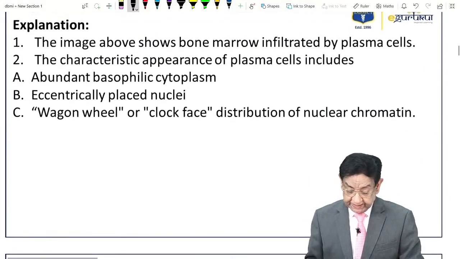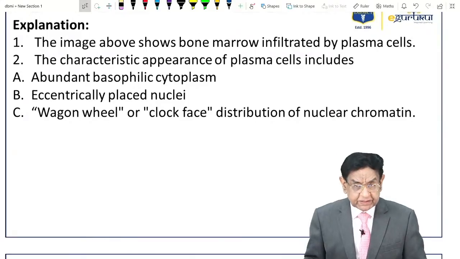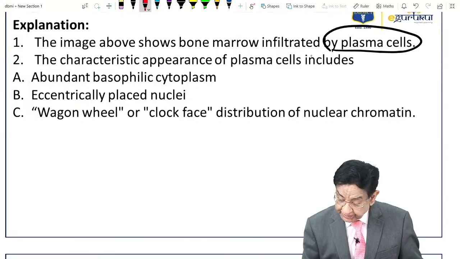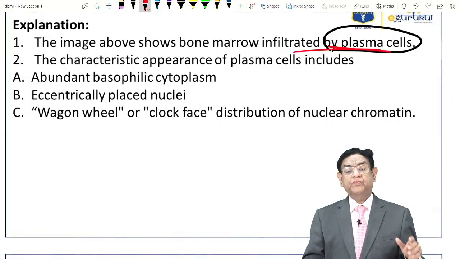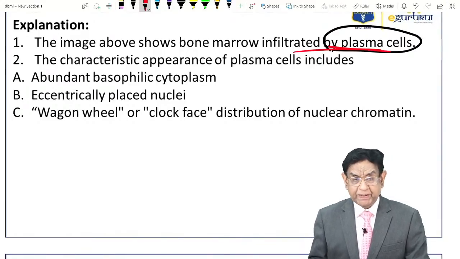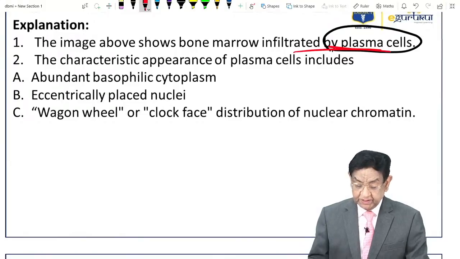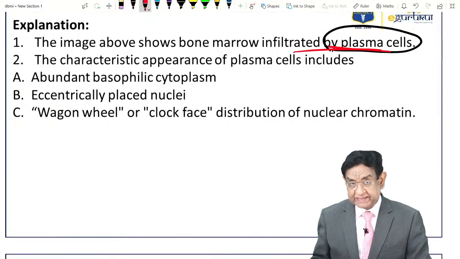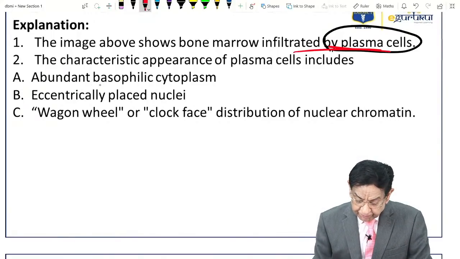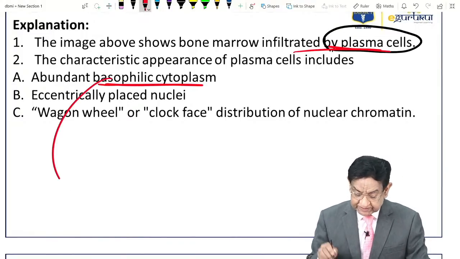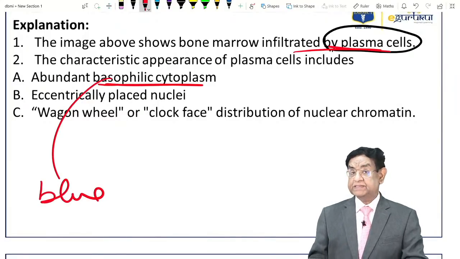Explanation. Now this picture is showing plasma cells. When we talk about plasma cells, we should know the pure pathology of the plasma cell. So first I'll give you the findings, then I'll show the picture, then you will understand better. Abundance of basophilic cytoplasm. Do I need to tell you basophilic means when we see the slide, we'll be getting a blue background because of increased basophilic cytoplasm.